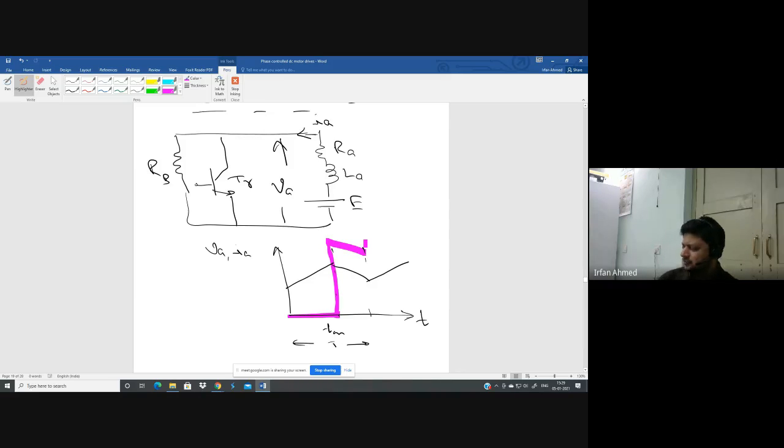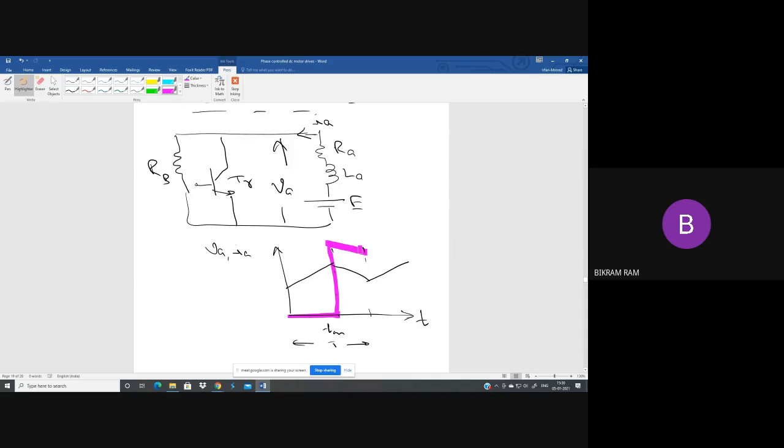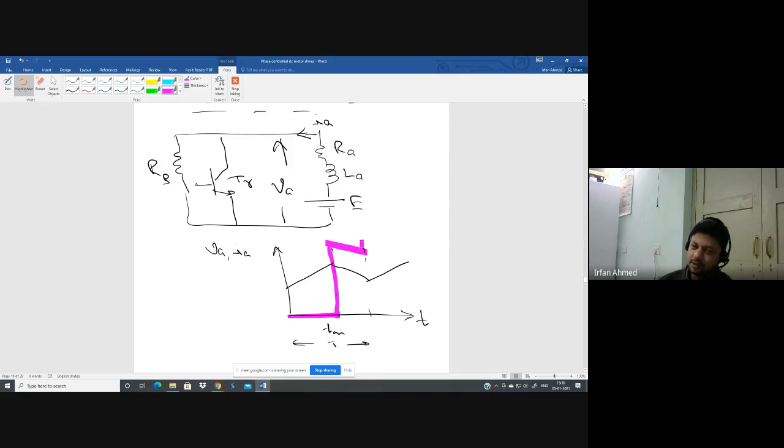this armature voltage VA, what we can see on this side, if we find out VA from this side, it is E minus LA dIA by dt minus RA IA. Or if we find it from this side, this VA is simply equal to RB into IA. Correct? So as IA is decreasing, RB into IA will also decrease. Sir, but if we see from the back EMF side, it should increase, sir. No, it will not increase.